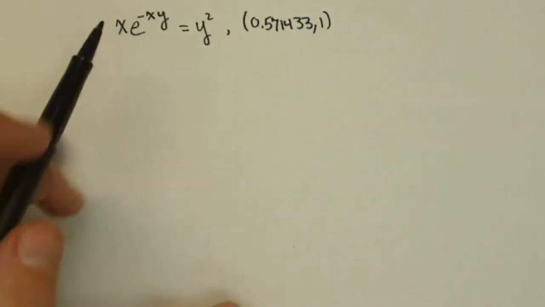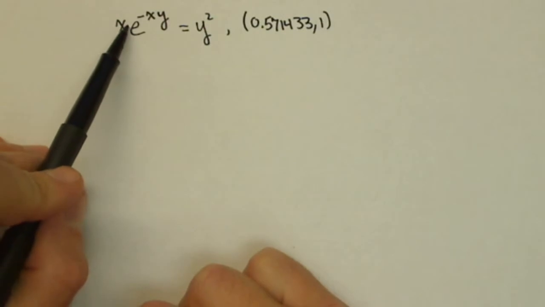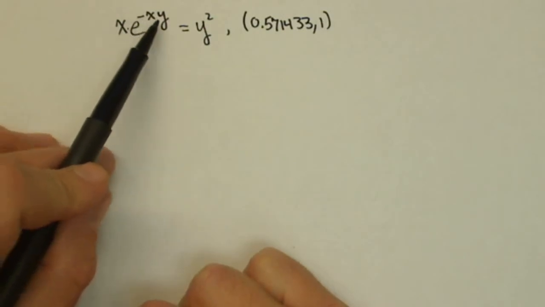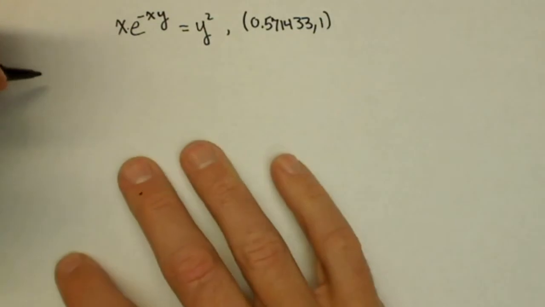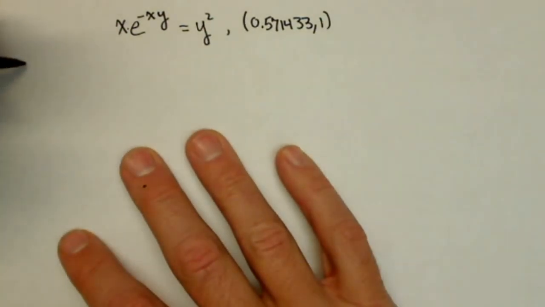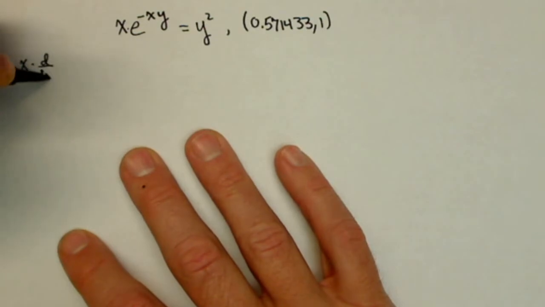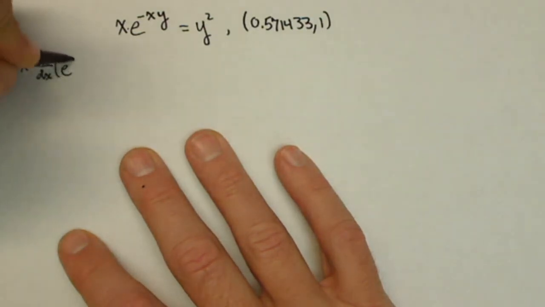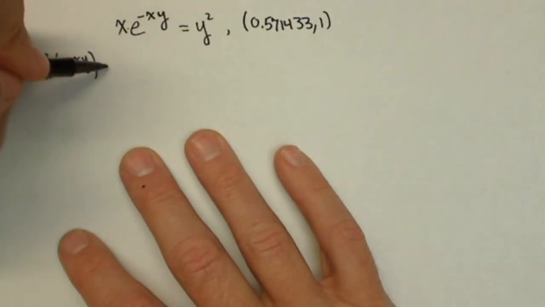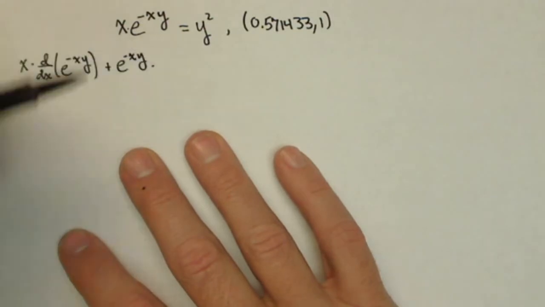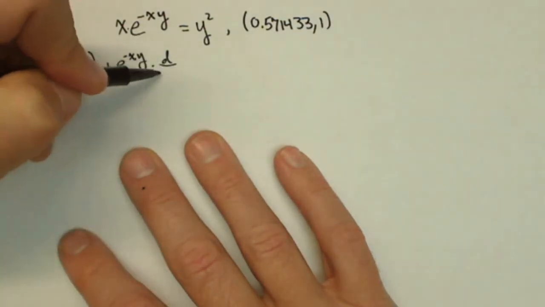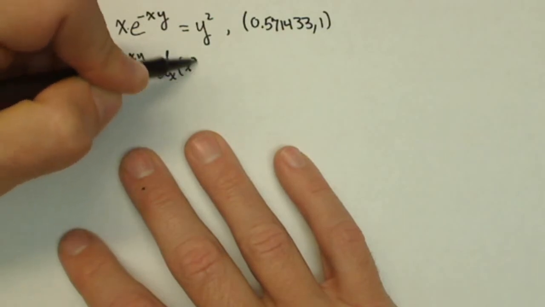So first off, let's talk about the left-hand side. Notice I've got a product. Within that product, I'm going to have a chain rule, and within that chain rule, I'm going to have another product. But the overall structure of that left-hand side is a product rule. So let's start writing out the derivative of the left-hand side. It's going to be x, I'm going to hold constant, times the derivative with respect to x of e to the negative xy, plus e to the negative xy times the derivative with respect to x of x.